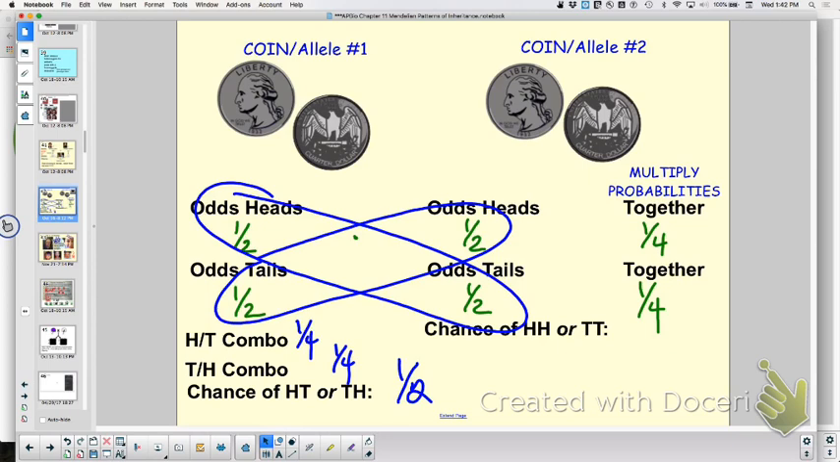Whereas the sum or additive law rule of probability, it's if 2 different events can occur in any order, like a heads-tail combo or a tails-heads combo. We add up the individual probabilities together. So heads-tail is a fourth, tails-heads is a fourth, so a fourth plus a fourth is a half, because there's 2 different ways to get the same results.